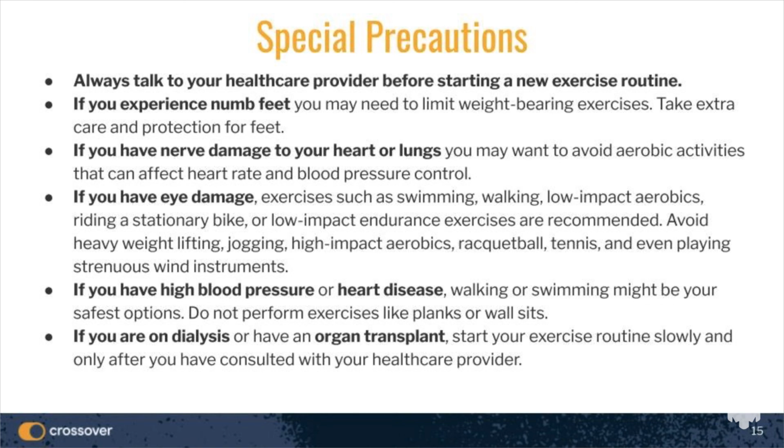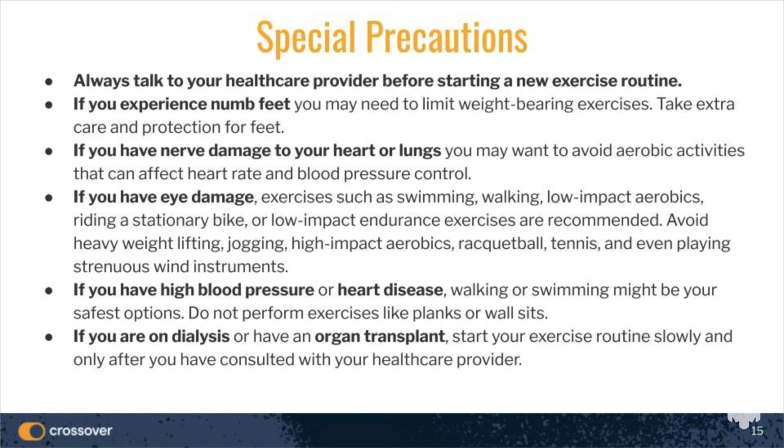If you have nerve damage to your heart or your lungs, you may want to avoid aerobic activities that can affect heart rate and your blood pressure control. If you have eye damage, you want to limit the types of activities that would build up pressure in the eyes. So exercises like swimming, walking, or low impact aerobics may be better for those who have eye damage versus things like racquetball, tennis, or even playing strenuous wind instruments. If you have high blood pressure or heart disease, walking or swimming might be your safest options. Exercises like planks or wall sits or isometric exercises may not be the best for you.